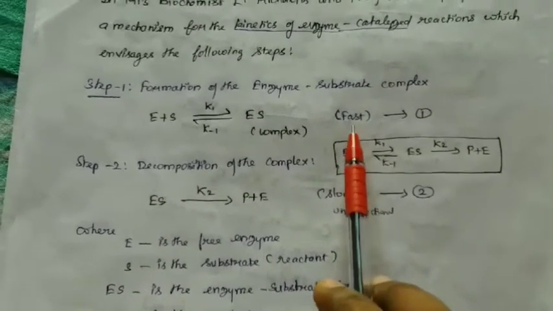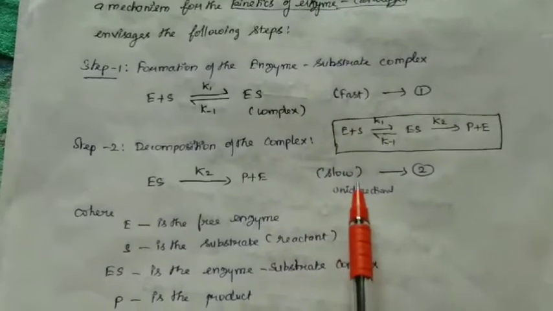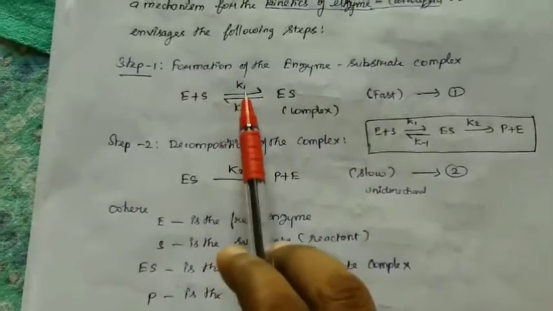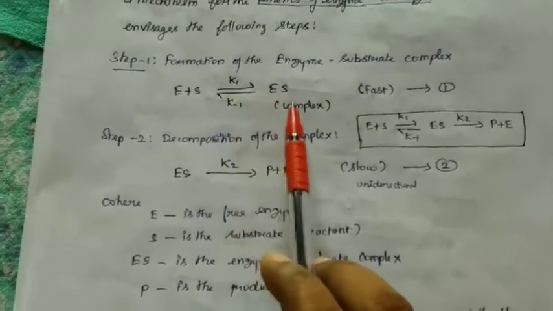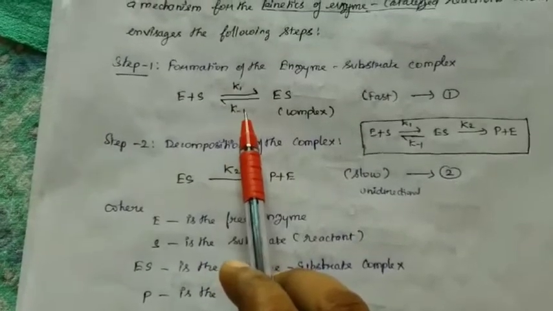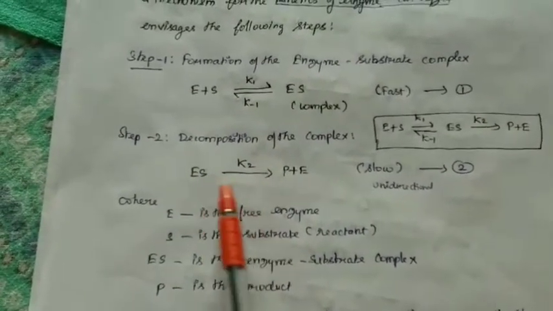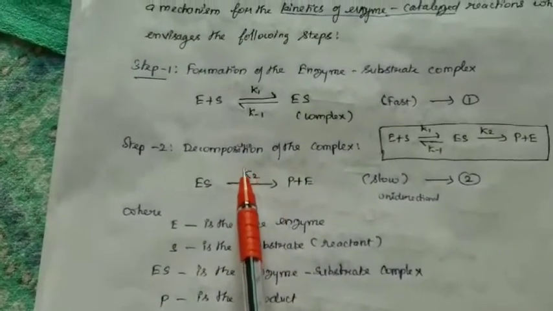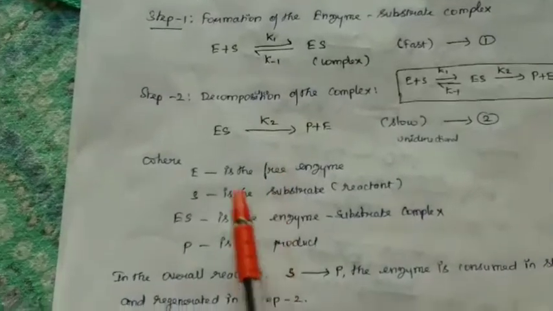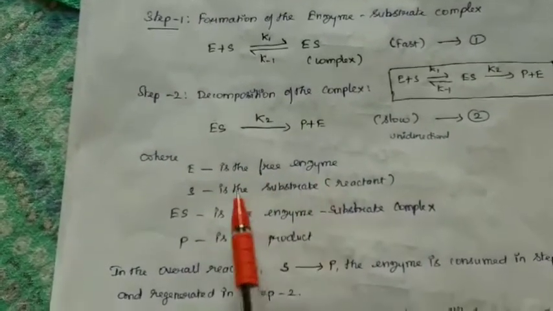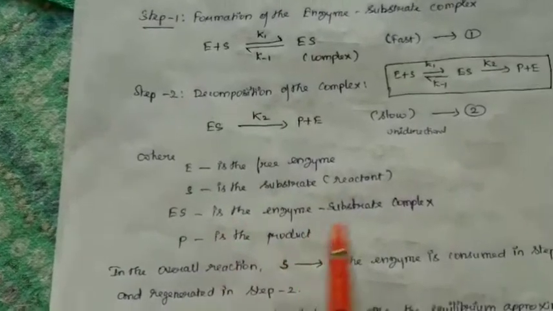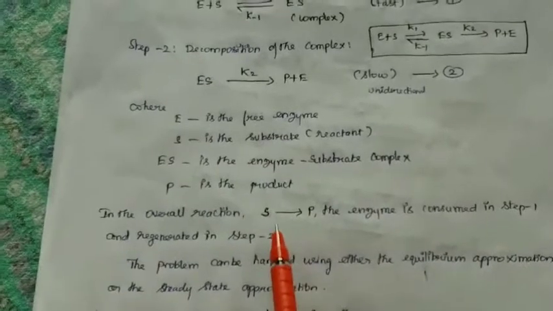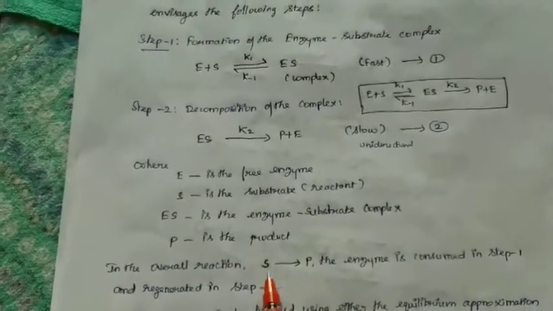So the first step is the fast step, and the second step is the slow step. Here, the forward reaction has rate constant K1, the backward reaction has rate constant K minus 1, and for the ES complex going to product, the rate constant is K2. Where E is the free enzyme, S is the substrate or reactant, ES is the enzyme-substrate complex, and P is the product. So in the overall reaction, the substrate is converted into product.